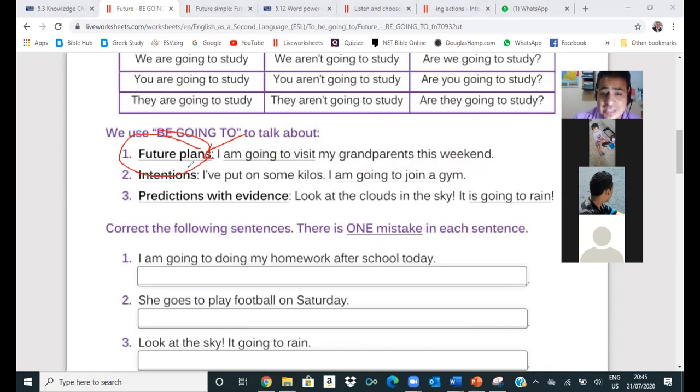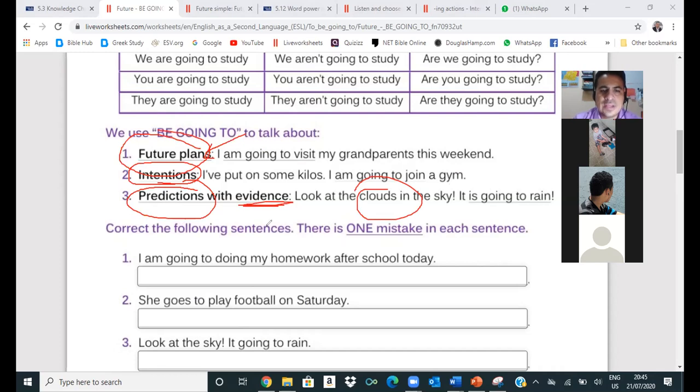Also, you can use it for intentions. For example, I put on some kilos. I'm going to join a gym. Intentions. Also, you can use it for predictions, but you have to have algún tipo de evidencia, alguna base. Predictions. Look at the clouds in the sky. It's going to rain. So, what is my evidence? Clouds. Different ways that you can use going to.